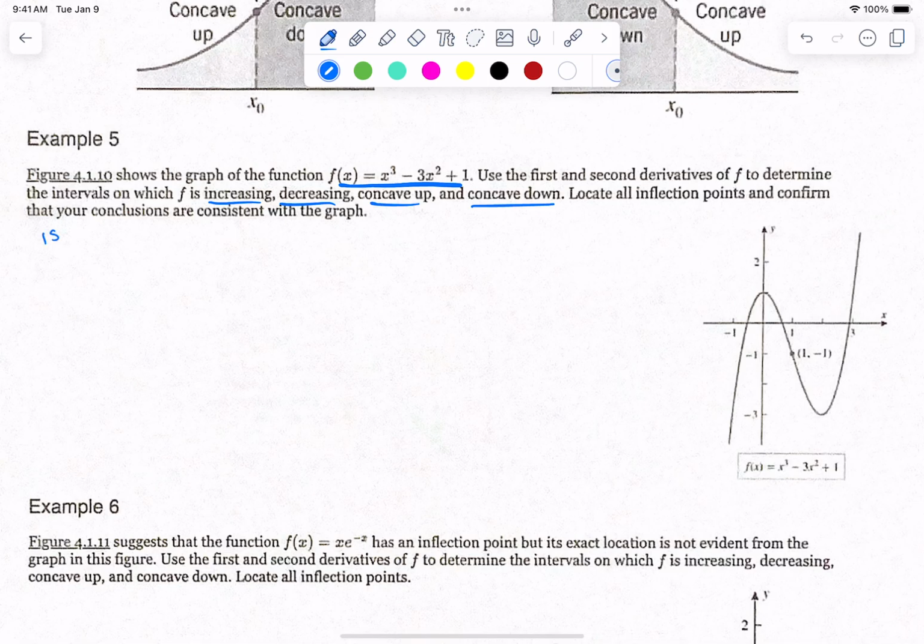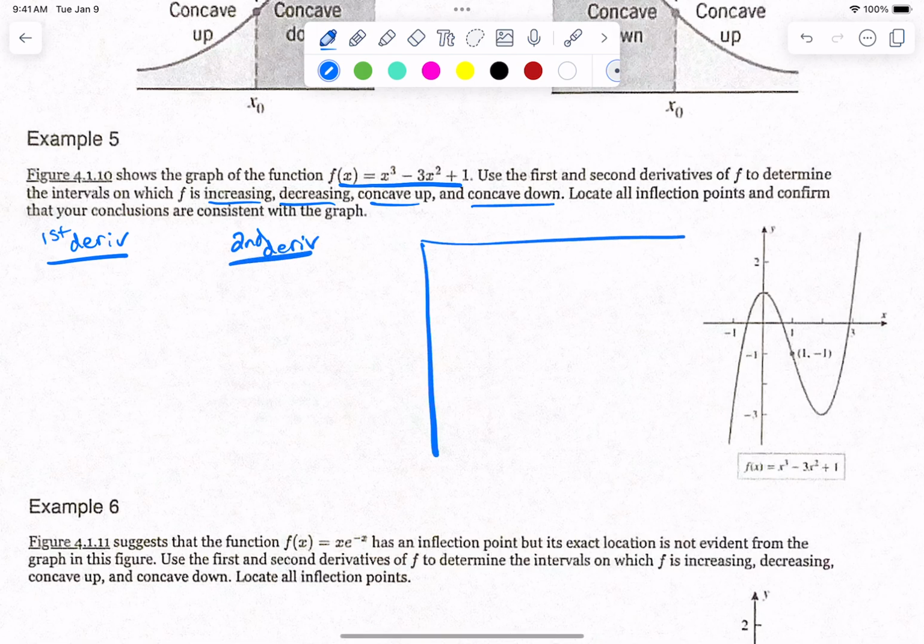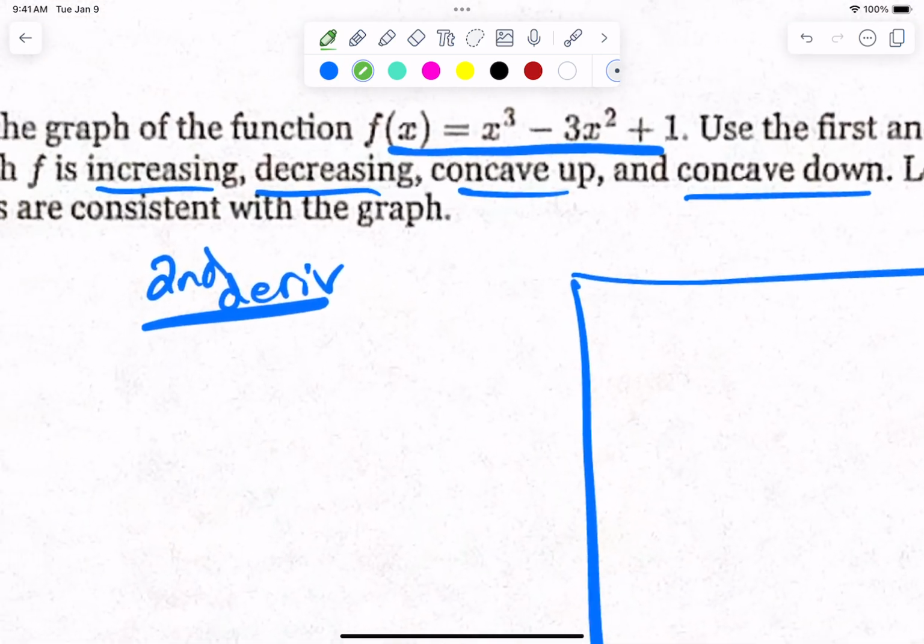Increasing, decreasing: we've got to do the first derivative. I'm going to try to make this as clear as it can possibly be. Then I'm going to do my second derivative. Then I'm going to do my big table over here, a huge table.